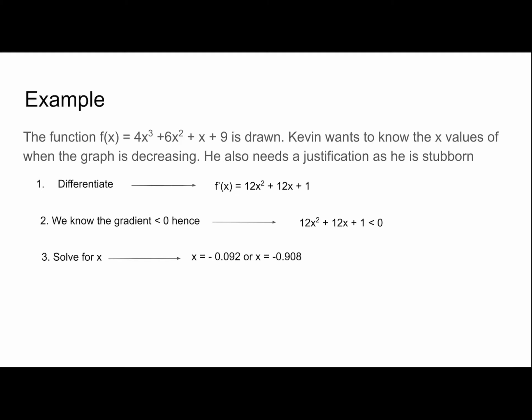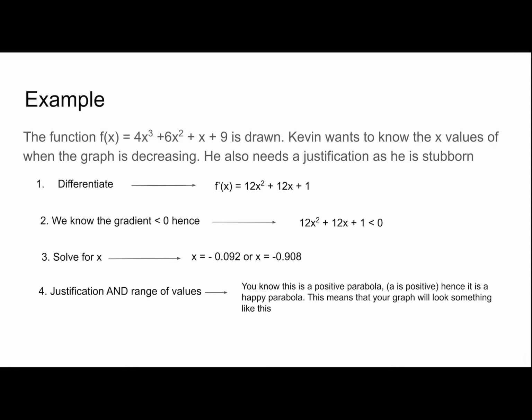Okay, so now we have to use some logic here. We know the justification and the range of values right here. We know that this is a positive parabola because a is positive. And what is our a value? Our a value is the 12 in 12x squared. That is positive, so therefore the whole parabola must be a positive parabola. So it is a happy parabola and is sloping up.